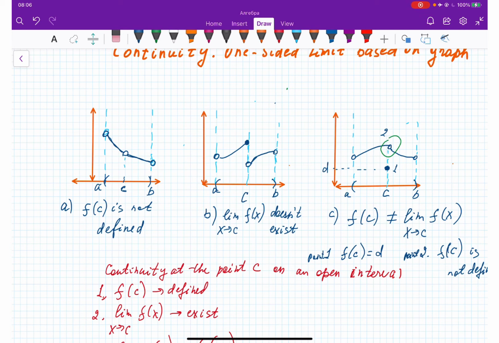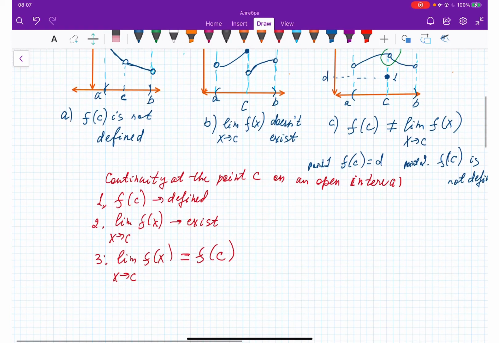But if you have a hole that you cannot remove because it's too big, or there are some other obstacles, so there is nowhere to go, let's say too many stones or mountains, then such discontinuity is non-removable. Now, how can we identify on the graph and algebraically which discontinuity is removable and which is not removable?